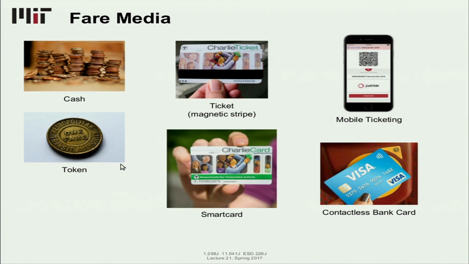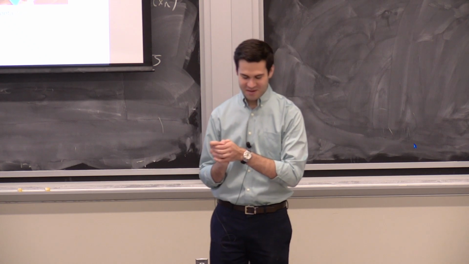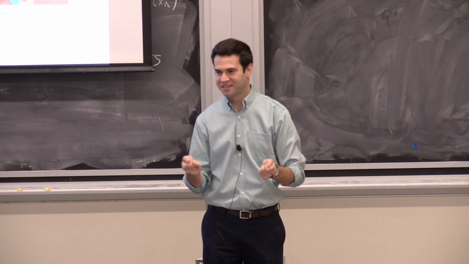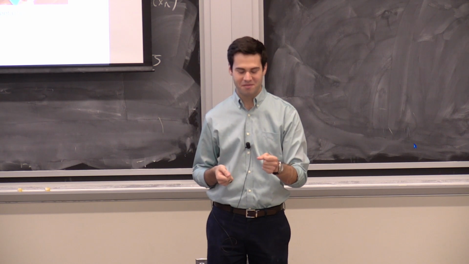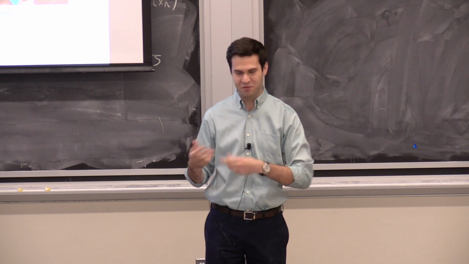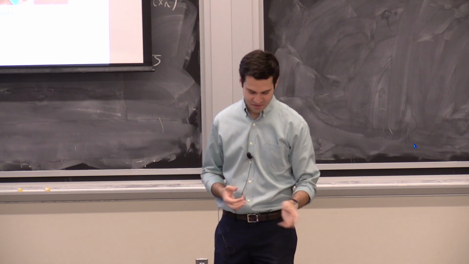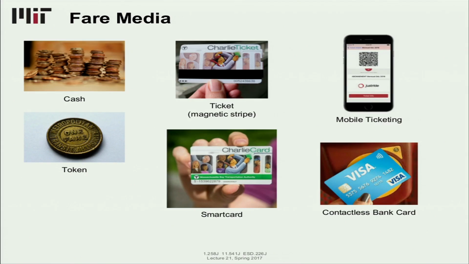So tokens are like little coins that you buy with money, and it's like a ticket in some ways. It has some value, and sometimes it's possible to have to pay 2 tokens for a ride, although usually it's just 1. They're being phased out because you can print paper tickets with magnetic stripes, and there's more data to it. Still used in Philadelphia. Yeah, so they still exist.